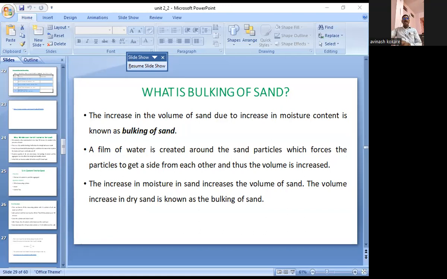And again, the finer the sand is, the more the increase in volume will be, and the increase in volume will be relatively less for coarser sand.